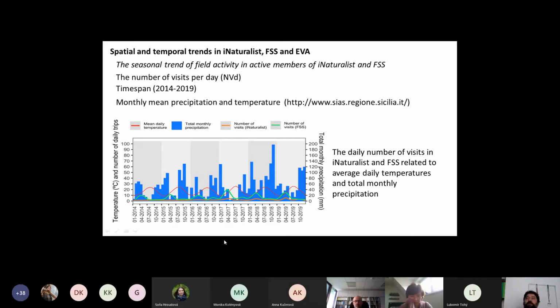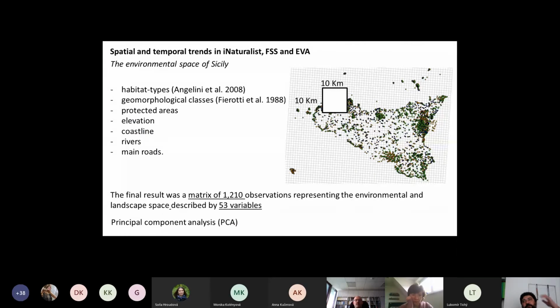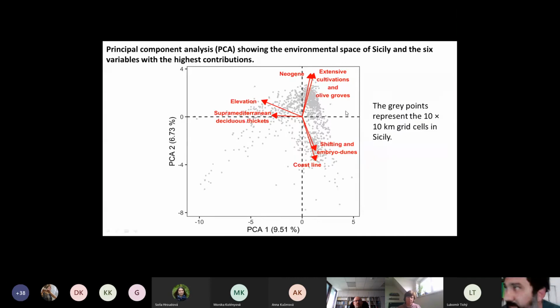So then we also analyzed the spatial temporal trend in the three datasets, and we calculated the environmental space of Sicily using these environmental variables, in particular habitat, geomorphological class, protected area, elevation, coastline, rivers, and main roads. And the result was a matrix of 1,200 observations described by 53 variables. And we ran a principal component analysis to define the environmental space of Sicily. Here is the principal component analysis that shows the environmental space of Sicily, and these are the six most important variables.